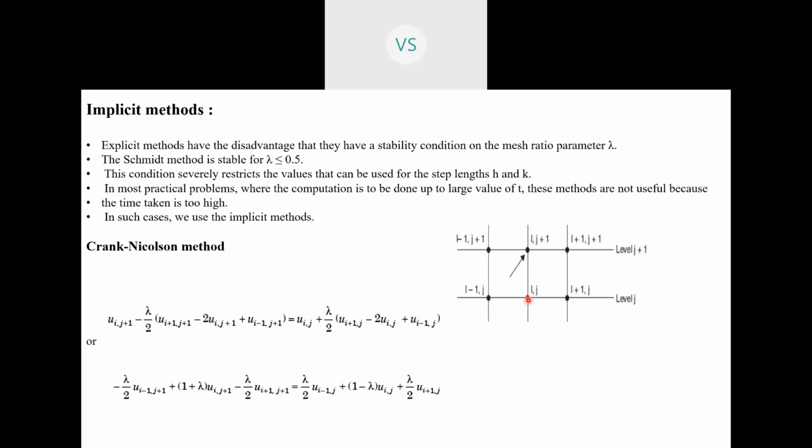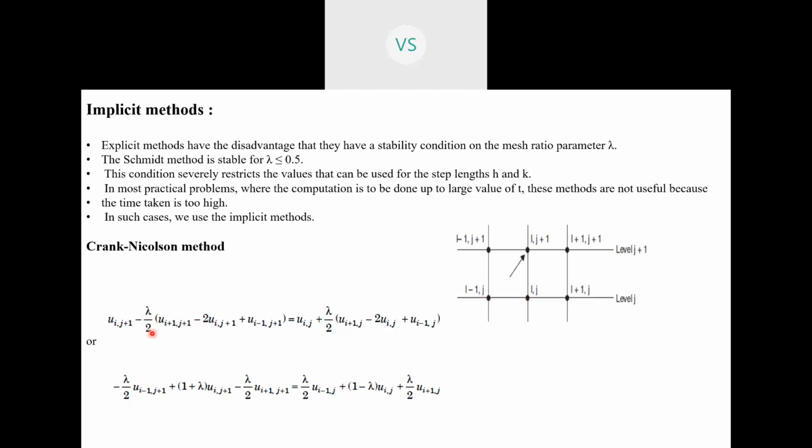Here you can see, here it will now be u(i, j). Instead of minus, here it will take plus lambda by 2, the right term u(i+1, j), minus 2 into the middle term u(i, j), plus u(i-1, j), that is the left term. It will be simple to remember this. Okay, or you can remember it in this way also.